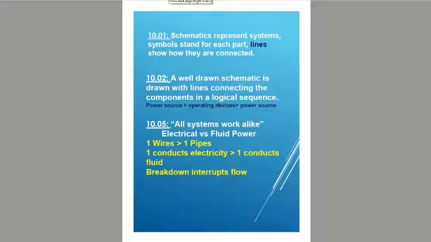So 10.01, schematics represent systems, symbols stand for each part, and lines show how they are connected. 10.02, a well-drawn schematic is drawn with lines connecting the components in a logical sequence. For instance, you'd have your power source, your operating devices, back to your power source.